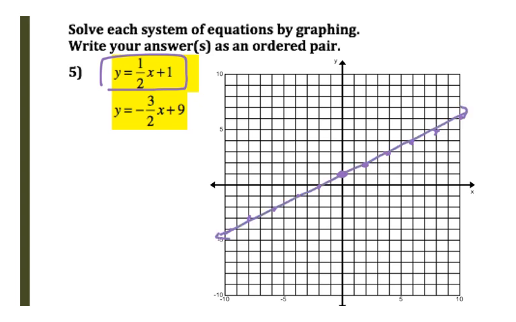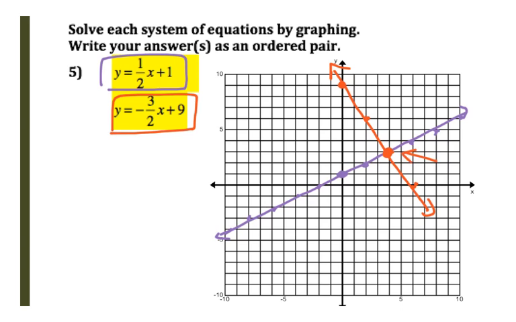Okay, the second equation is y equals -3/2 x plus 9. So that one, we're going to start at 9, and our slope is -3/2. So I'm going to go down 3 and over 2, and down 3 and over 2. What I'm looking for is where I hit the same point with both equations. Do you see that? Do you see where I'm hitting both of them?